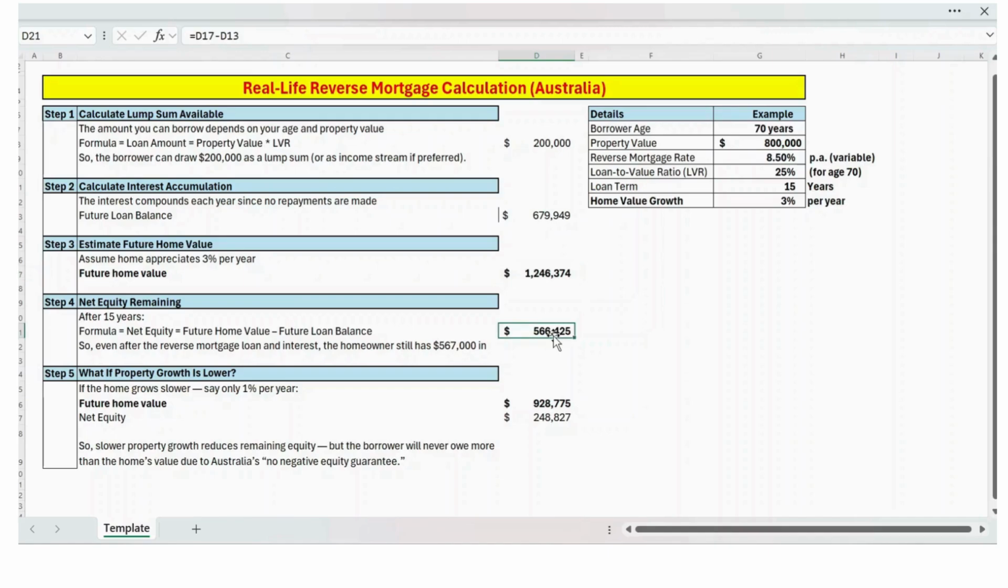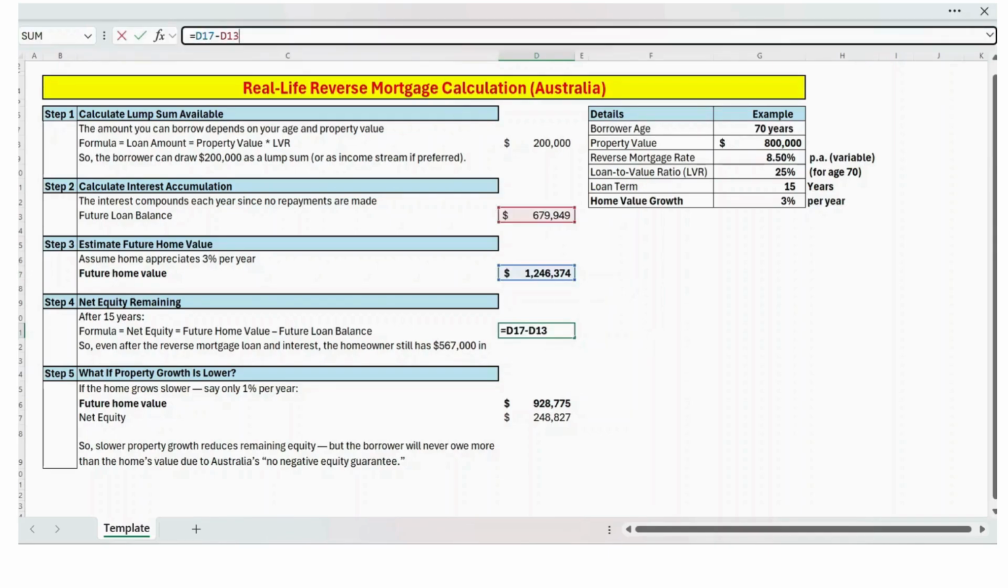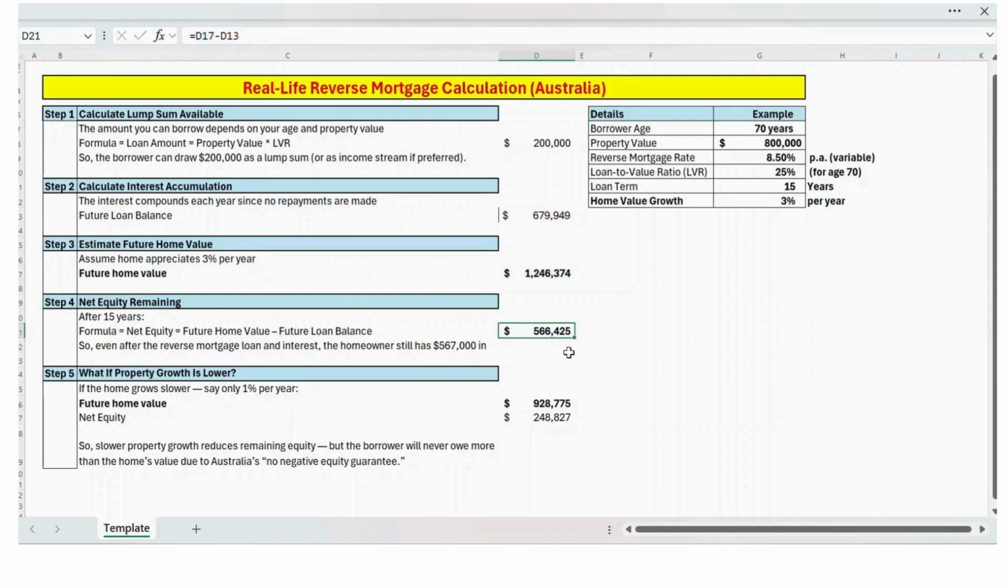Now for step 4, the moment of truth. What's left for you or your estate? We call this net equity. Future home value, $1.246 million, minus future loan balance, $679,000, equals $567,000. So in this scenario, even after the loan and all that compounded interest, you or your heirs still walk away with over $500,000. You spent $200,000, but your equity only dropped from $800,000 to $567,000.